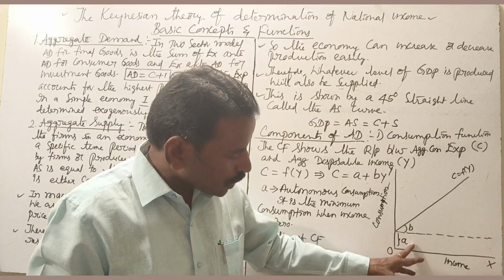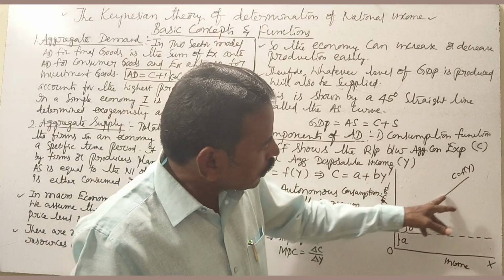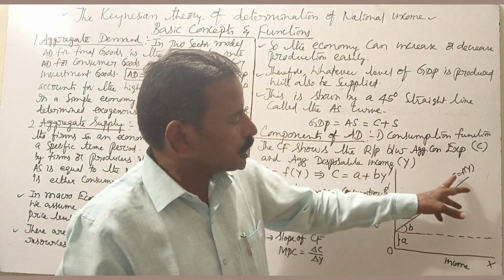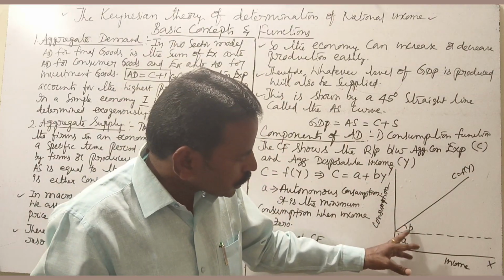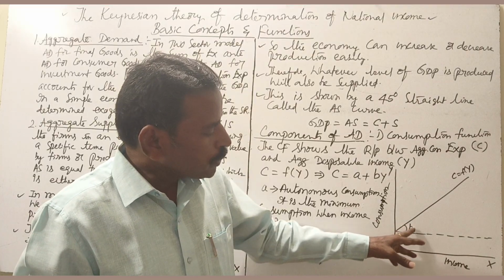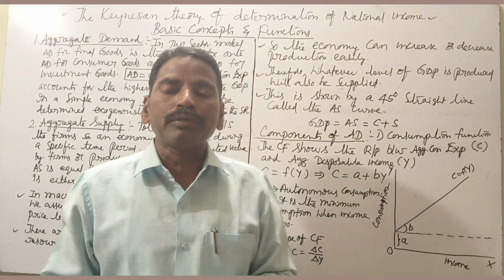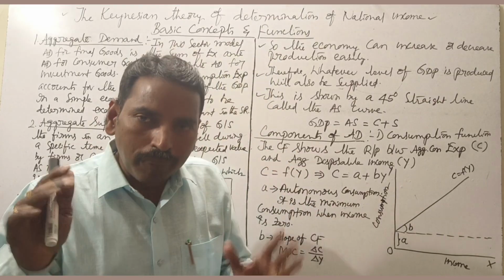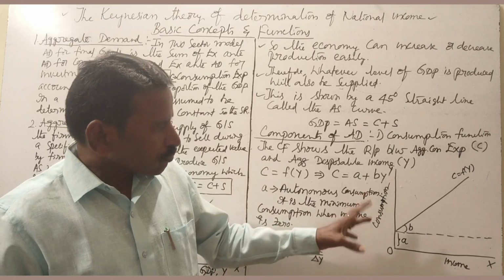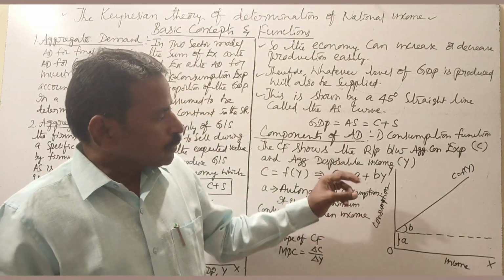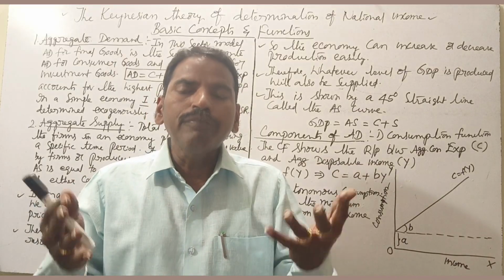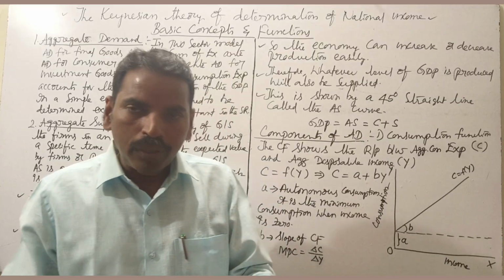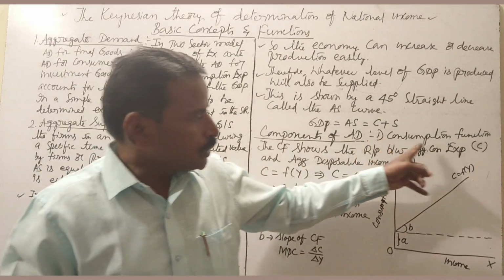This gap is called autonomous consumption, and this is the consumption function line, C is equal to f of Y. This is called B, the slope. So B is the slope of the consumption function, and B is equal to MPC. MPC is equal to delta C by delta Y. So we conclude that consumption is a function of income. Consumption depends upon income. This is called the consumption function.